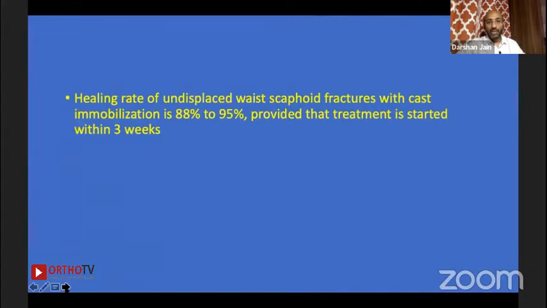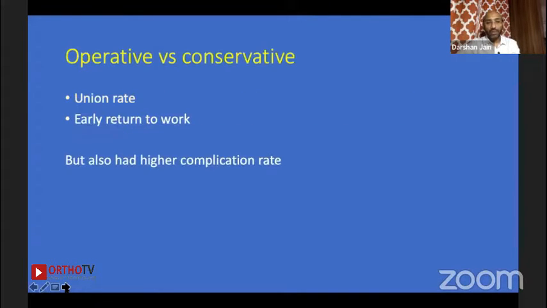The healing rate of an undisplaced scaphoid fracture with cast immobilization is almost 88% to 95%, provided the treatment is started within 3 weeks. So this is again important. How long can we wait to start? That is 3 weeks. Undisplaced, a very good rule, and excellent union rates you can achieve.